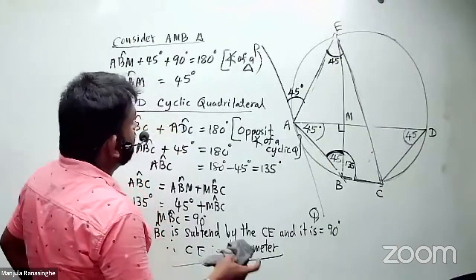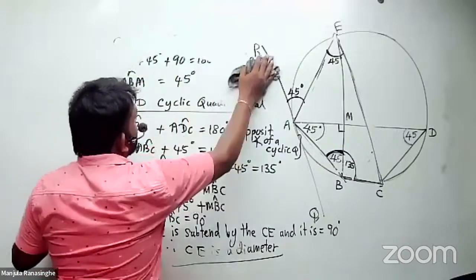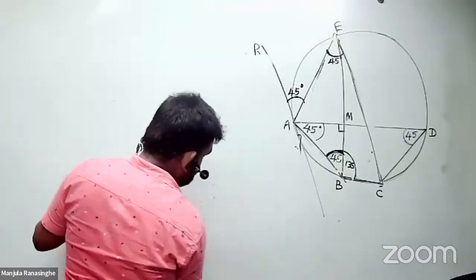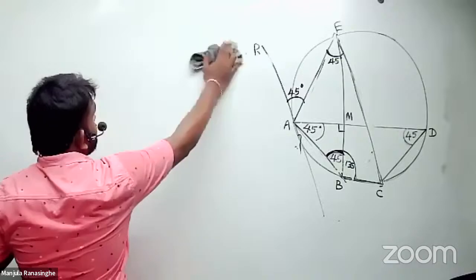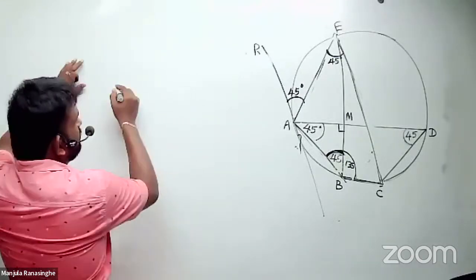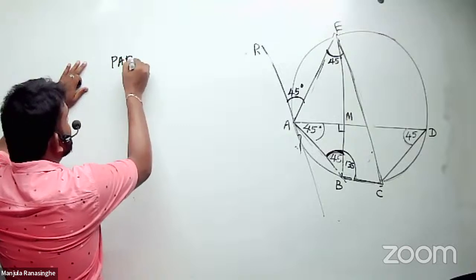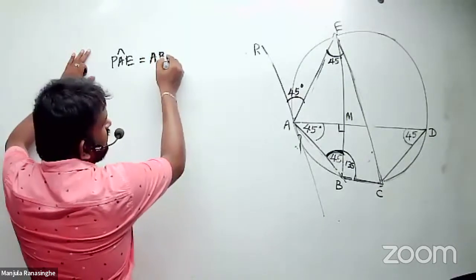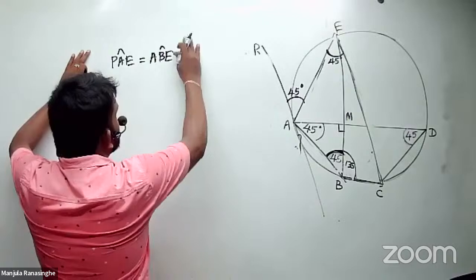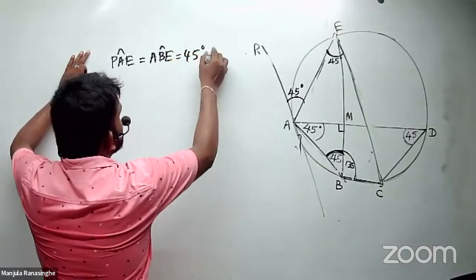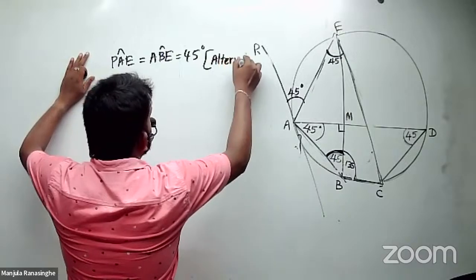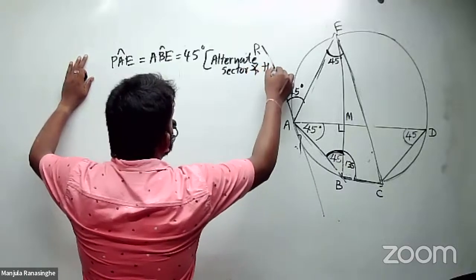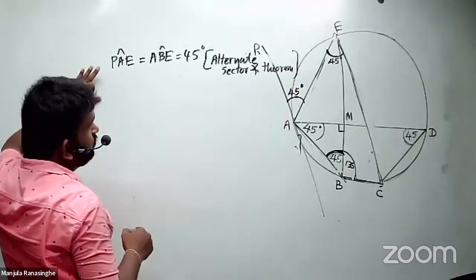Right. Okay. Now I will show you how to write this part. The second part, how to prove the parallel condition. Right, I write here angle PAE equals angle ABE, the reason: equal 45 degrees. Right, the reason is the alternate segment angle theorem in tangent. Right, so that is fine.